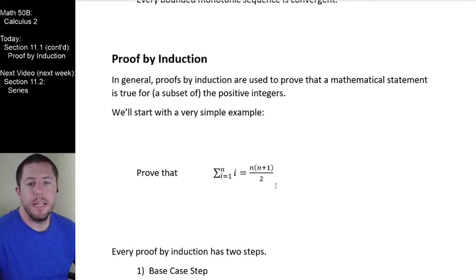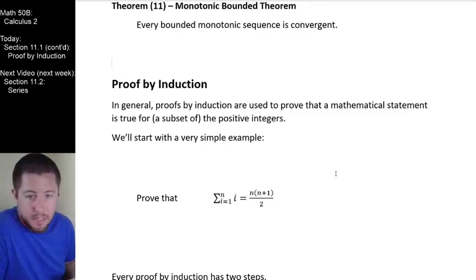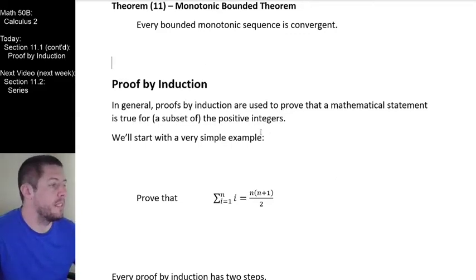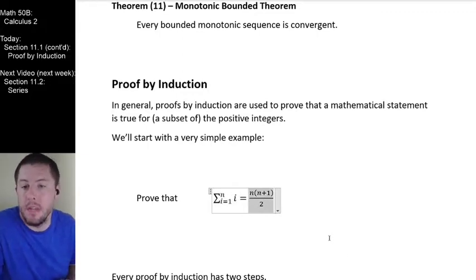So, proof by induction. In general, proofs by induction are used to prove that a mathematical statement is true for the positive integers, or at least a subset of the positive integers. We're going to start with a very simple base case example right here. We're going to prove the sum of the integers i, if you add up the first n integers, starting with i equal to 1, going up to i equal to n. There's a summation, we're going to add up all of those integers, and the claim is that the formula is going to be dependent only on what the upper bound number, n, is.